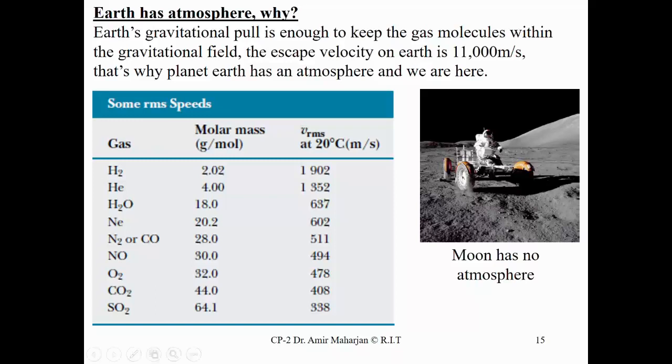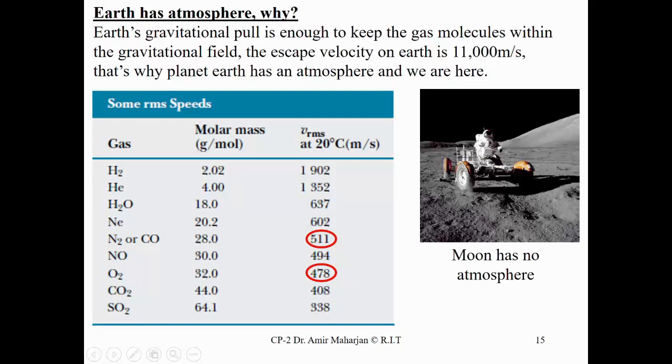Based on the kinetic theory of gas and with this data, these are the RMS velocities of different gases at room temperature, 20 degrees Celsius. Based on these numbers, we can explain why the Moon doesn't have an atmosphere whereas planet Earth has an atmosphere. Our atmosphere is basically nitrogen and oxygen, and its root mean square velocity is about 500 meters per second. And the Earth's escape velocity is 11,000 meters per second. That means if a particle wants to escape from Earth's gravitational pull, it needs that much speed. At room temperature the air molecules have velocities of only 500 meters per second, whereas it needs 11,000 meters per second to escape completely from its gravitational pull.